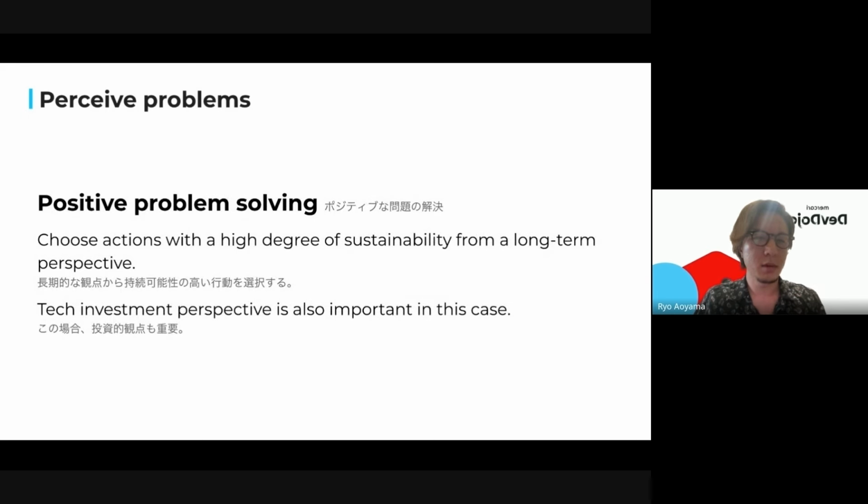And for positive problem solving, compared to negative problem solving, you need to take a more long term perspective and do things that are a little more sustainable. Without doing so, the action you take for positive problem solving can actually lead to other types of negative problems.